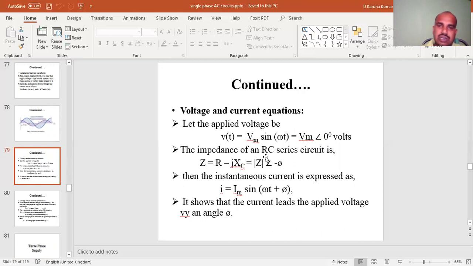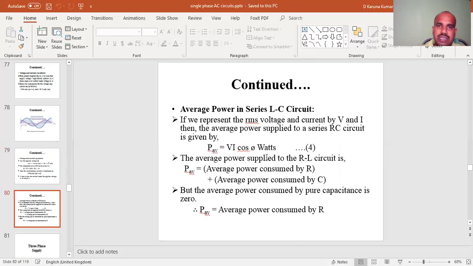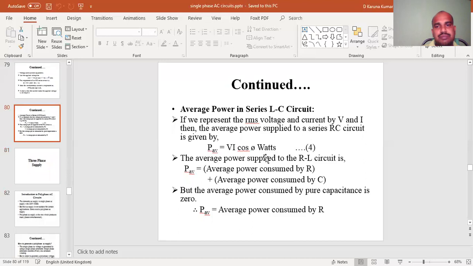For the RL circuit, Z equals R plus jXL. The average power in the RC circuit and the RL circuit is P average equal to V I cos phi. In both the RL and RC circuits, P average equals VI cos phi. The average power in the circuit equals the average power consumed by R plus the average power consumed by C. So P average equals V I cos phi.